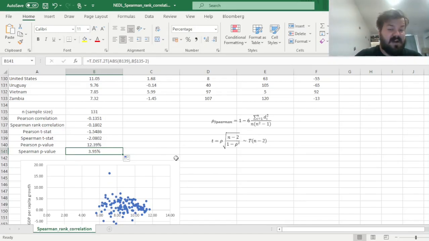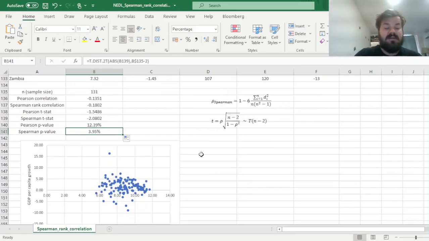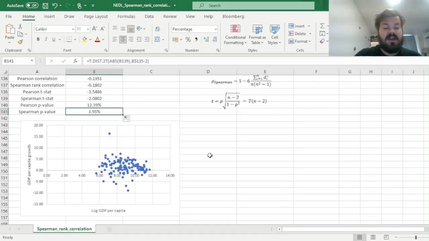10% and even lower than 5%, meaning that the convergence hypothesis, the negative relationship between log GDP per capita and GDP per capita growth, is maintained at 5% significance. As we use a procedure more robust to non-normality and outliers, which is the rank correlation, we can identify the result that we seek with greater precision. And that's all there is for the Spearman rank correlation coefficient, its significance testing, and comparison with the conventional Pearson correlation coefficients.